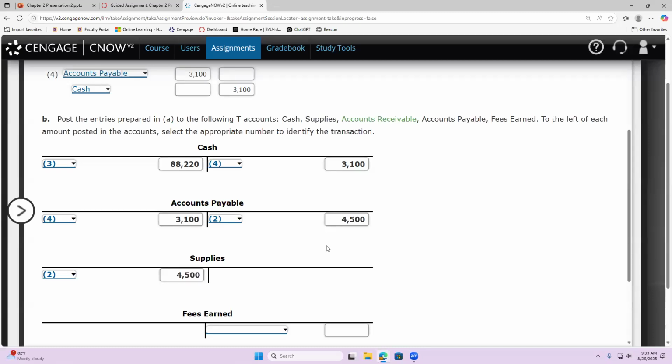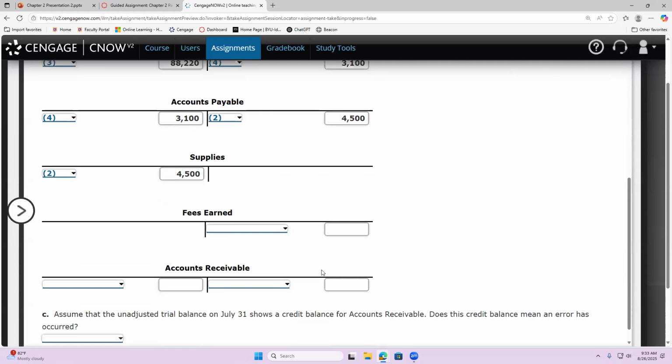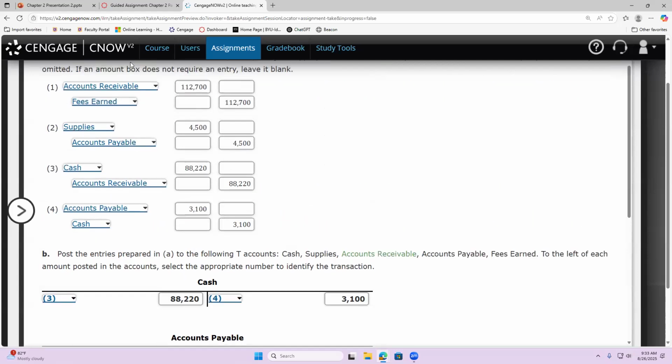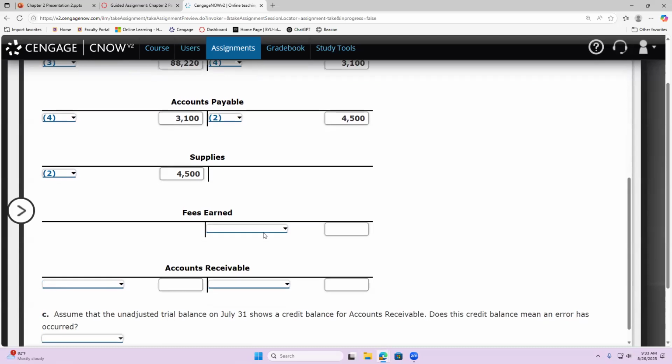Okay. And then finally, fees. Oh, not finally. Fees earned. Looks like only one of the transactions impacted fees earned. Transaction 1 credited 112,700. So that means we've earned 112,700 in revenue during this period.